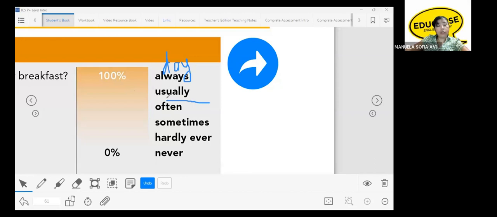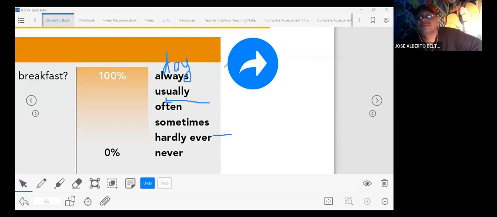It's possible to say often. That pronunciation is also accepted if you pronounce the T, but it's more common to say often. Sometimes, hardly ever and never. Hardly ever means it is very difficult for it to happen, right? Hardly ever. With difficulty. Okay? Well, I don't know if you have any question with the pronunciation. No, teacher, it's clear. Okay, excellent.